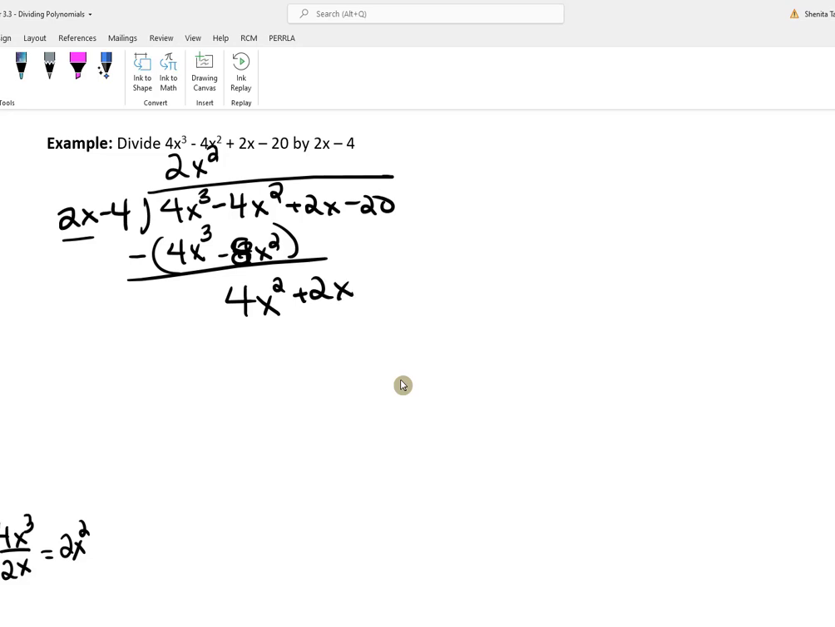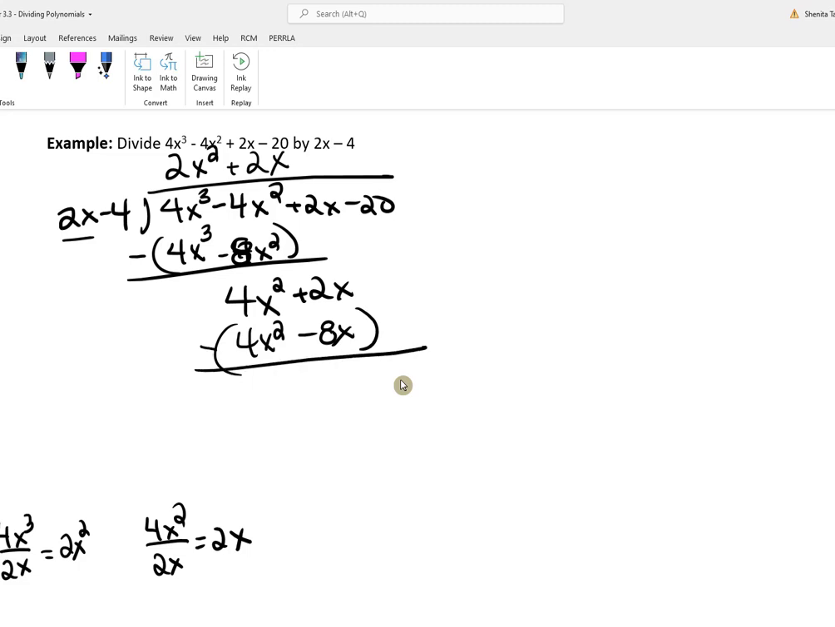Bring down the 2x. Now you ask yourself, how many times does 2x go into 4x squared? I'll divide it out. I get 2x. Multiply it out with the divisor. 2x times 2x is 4x squared. 2x times negative 4 is a negative 8x. Subtract it off. 4x squared minus 4x squared is 0. And then 2x minus a negative 8x is a 10x.